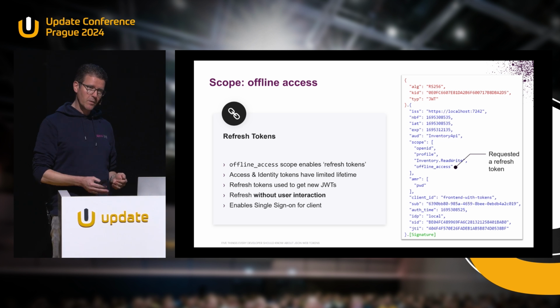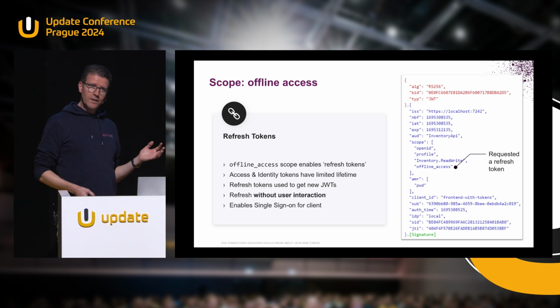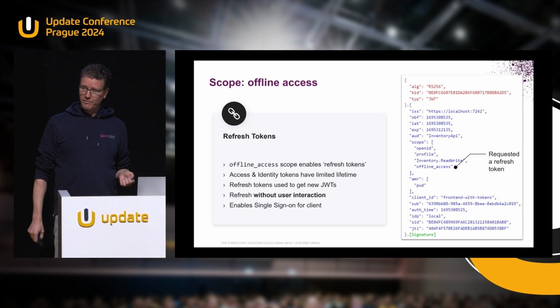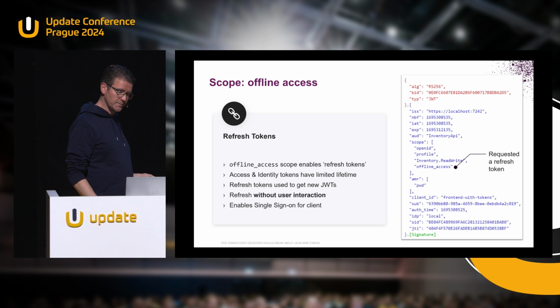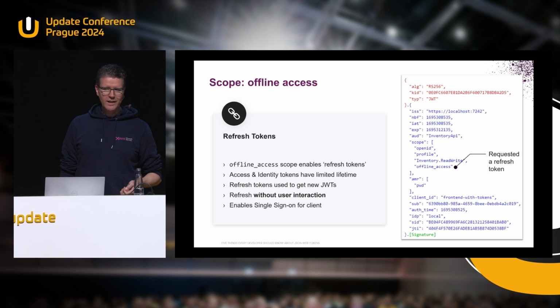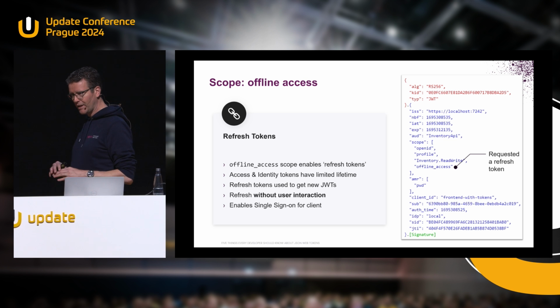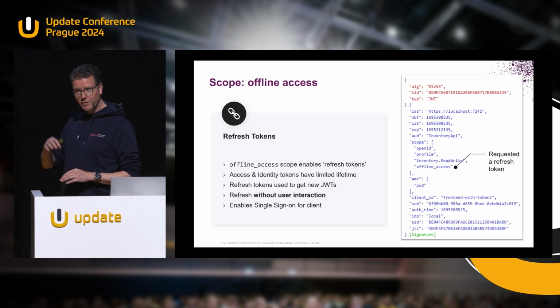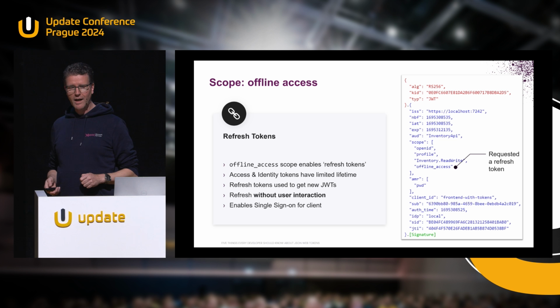So if the access token is about to expire, you can use a refresh token to get a fresh access token without user interaction being required. So this kind of enables a sort of single sign-on for this application interaction. So it doesn't work across applications, but just for a single app.